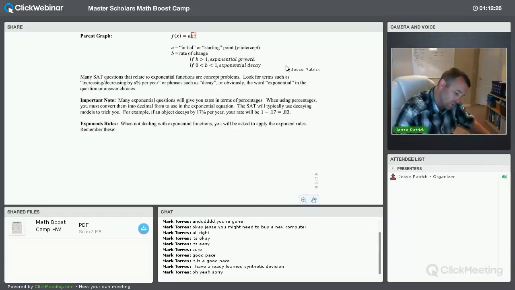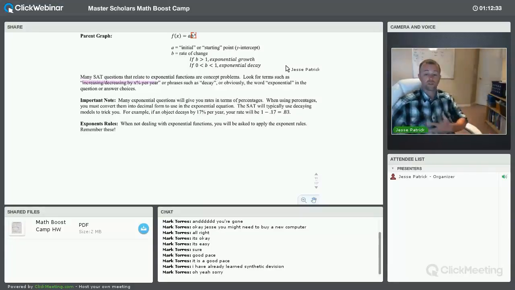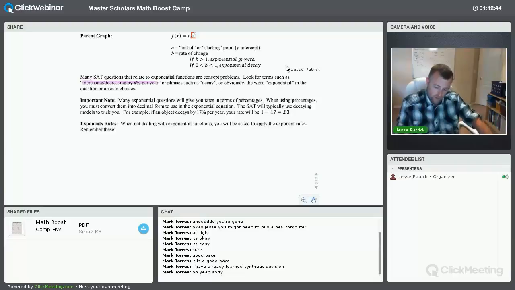Okay, so SAT questions, I'm just reading this first paragraph, that relate to exponential functions or concept problems. Look for terms such as increasing, decreasing by X% per year. So remember when I was talking about rates, they'd be mentioned as a percentage. So if they're mentioning percentages, that's a huge sign that you're dealing with exponentials. That's how they typically deal with the rates, as a percentage per whatever. And you have decay. It means you're going down. Even when you learn it in math, it's called exponential decay. So see that word, probably dealing with exponential. And obviously the word exponential.